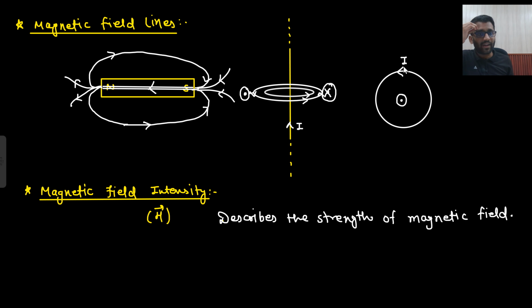Now what do you mean by magnetic field intensity? In electrostatics, what did we study? Electric field intensity. Now we are going to study magnetic field intensity, which is shown by H, and electric field intensity was shown by E. So kind of I am relating them. Okay, I am not saying they are equivalent. I am just relating electric field intensity and magnetic field intensity.